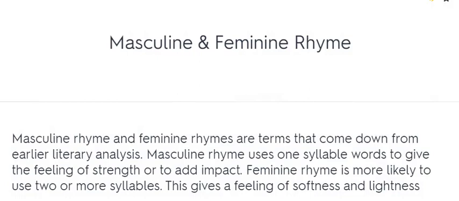Masculine and feminine rhyme. Masculine rhyme and feminine rhymes are terms that come down from earlier literary analysis. Masculine rhyme uses one-syllable words to give the feeling of strength or to add impact. Feminine rhyme is more likely to use 2 or more syllables. This gives a feeling of softness and lightness.